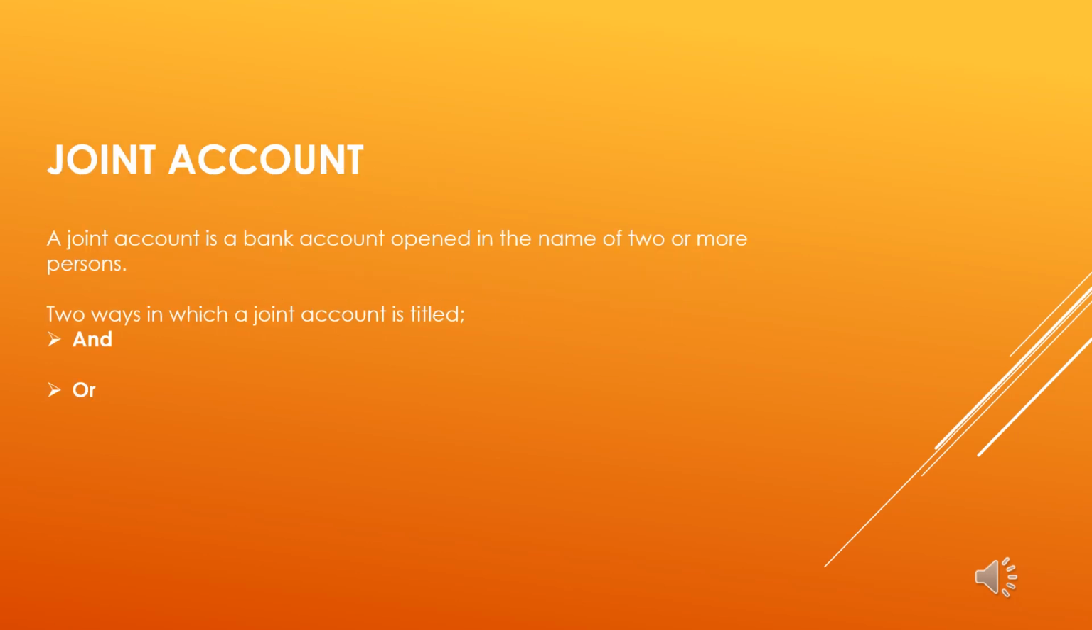This is another type of account, that is joint account. A joint account is a bank account opened in the name of two or more persons. This is usually used by relatives, couples, business partners. They should have a level of familiarity and trust with each other. And there are two ways of opening or titling a joint account. One way is using the word "and" between the account holders' names. For example, Johnson and Jensen. That means both the parties must sign to access funds from a joint account.